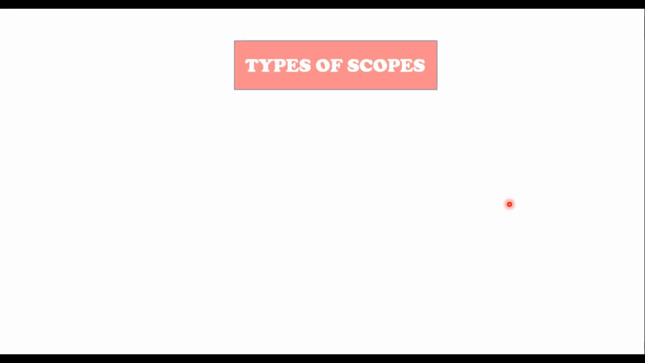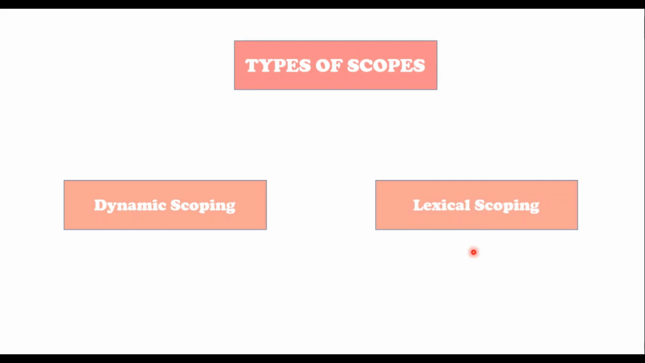So, types of scope. Basically there are two types of scope in programming. The one is dynamic scoping and the other one is lexical scoping. The scope that JavaScript uses is the lexical scope, so we will be more focused on that. But we will also cover dynamic scoping. I will show you an example, and I will also show you the major difference between dynamic scoping and lexical scoping. So let's get started.